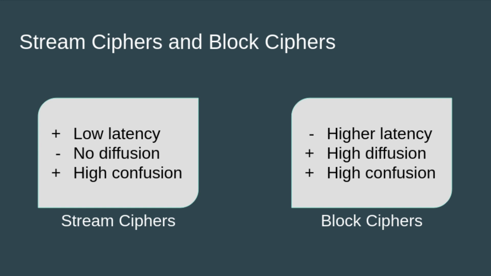On the other hand, block ciphers offer higher latency. You need a whole block in order to start any decryption or encryption. Block ciphers do offer higher diffusion. Each bit or byte of the plain text is diffused through multiple bits or bytes of the ciphertext, and also high confusion, where the correlation between plain text bits and ciphertext bits, or plain text symbols and ciphertext symbols, is not clear. It's obscured. Okay, we'll stop here.